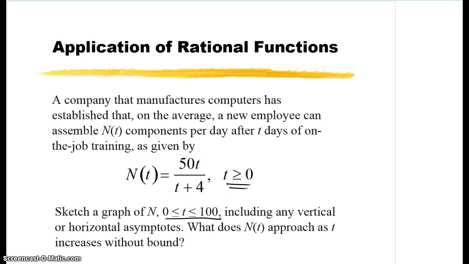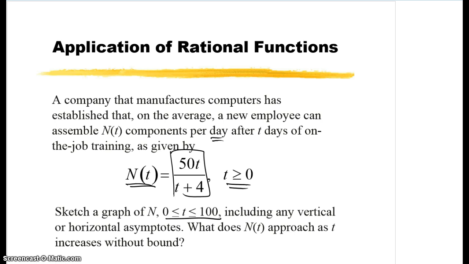So before we do anything, why don't we first make sure we understand what's happening here. This company manufactures computers, and they've established that on the average, when they hire someone new, that new person can assemble N(t) components per day. So the units of time are days here. After t days of on-the-job training. So you hire someone new, you give them t days of on-the-job training, where t is between 0 and 100, and based on that, this is the number of components they can assemble after day t. That's when they had the on-the-job training.